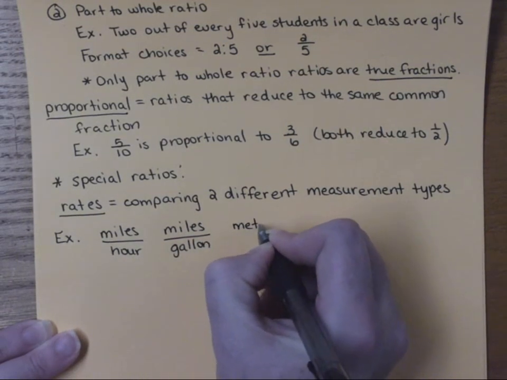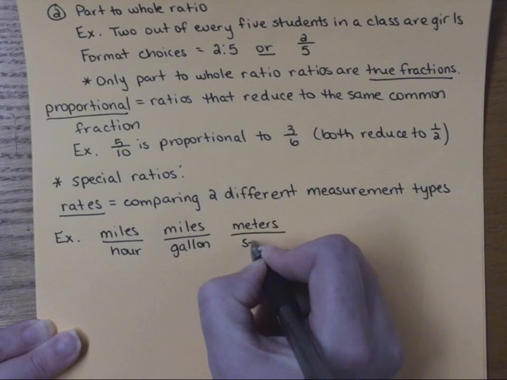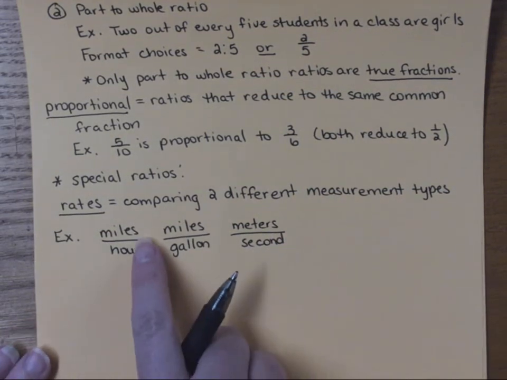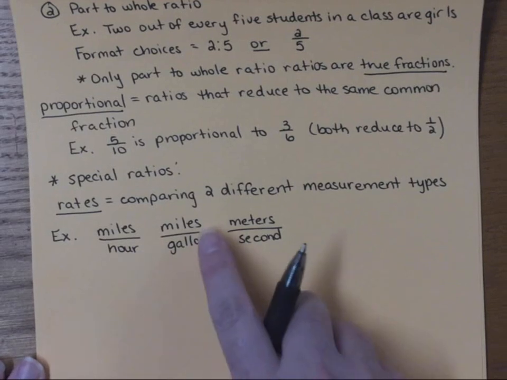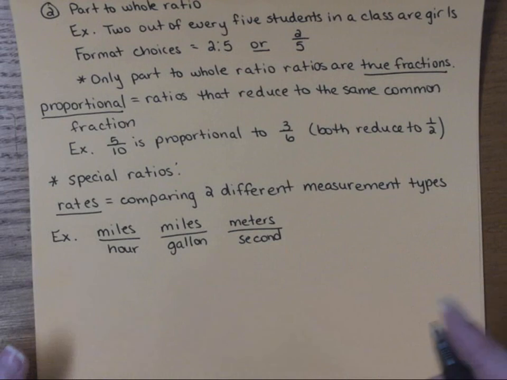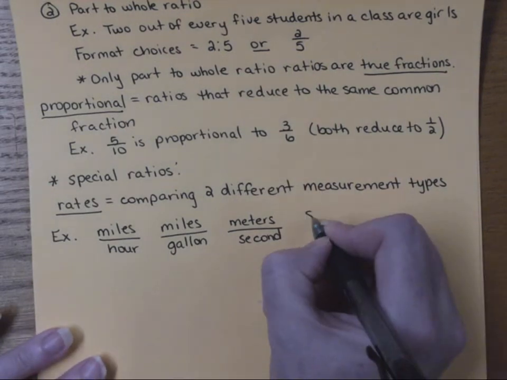You could talk about a race and meters per second or something like that. So notice in all of these, this is distance over time, right? This is distance over volume. This is distance over time. So we're not comparing quantities together.